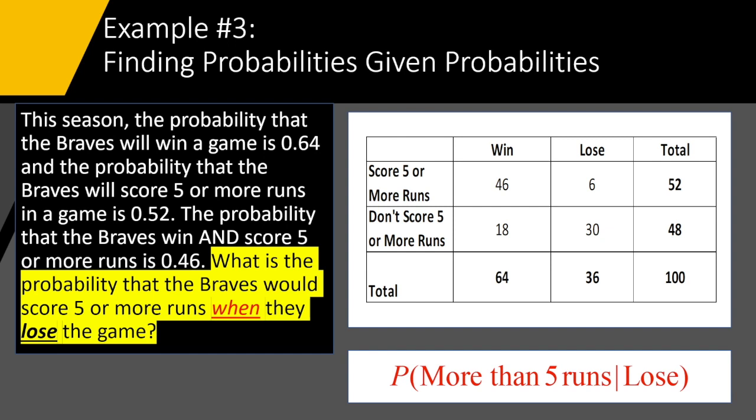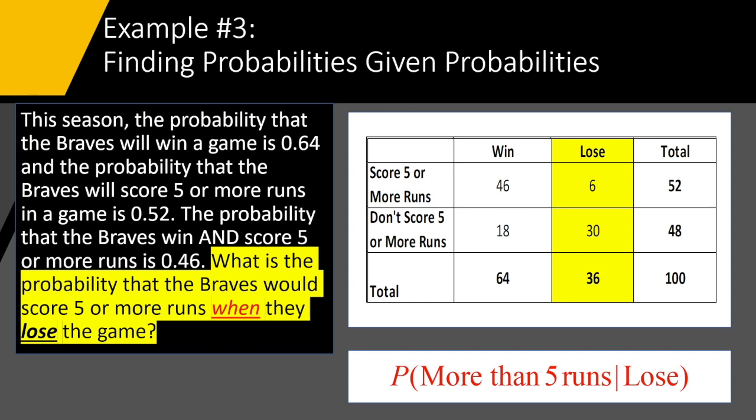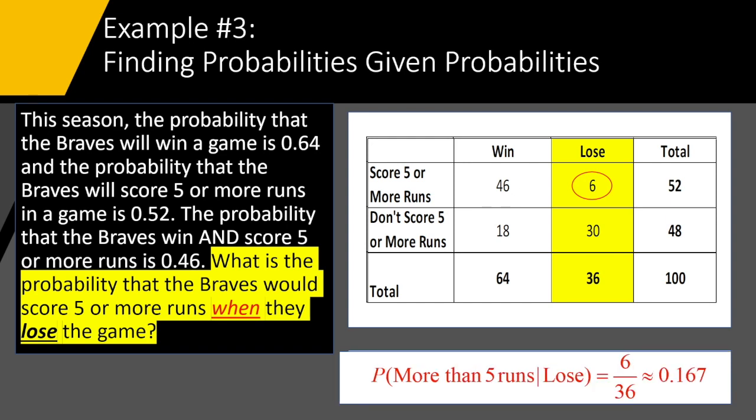So now that we have our table all filled out, let's answer our question. What is the probability that the Braves would score 5 or more runs when they lose the game? So given that they lose, what is the probability that they score 5 or more runs? So remember, now we're looking at conditional probability. So I'm only looking at the column when they lose. So out of the total of 36, I have 6 out of 36.